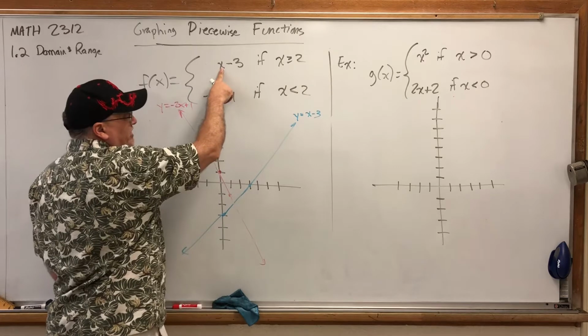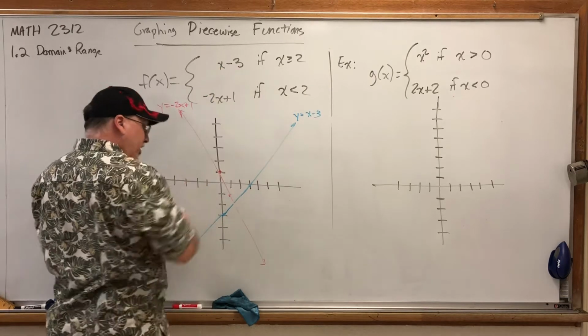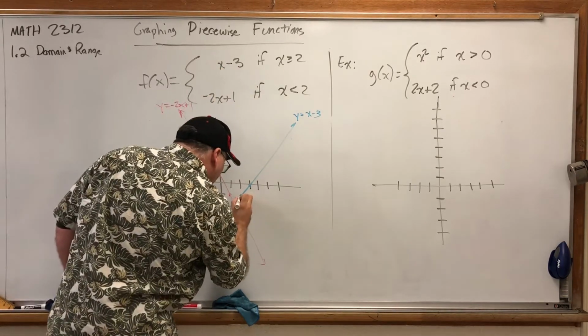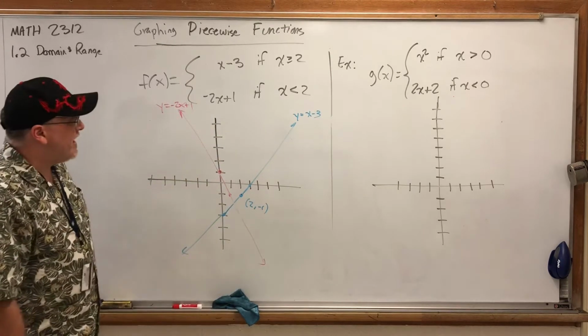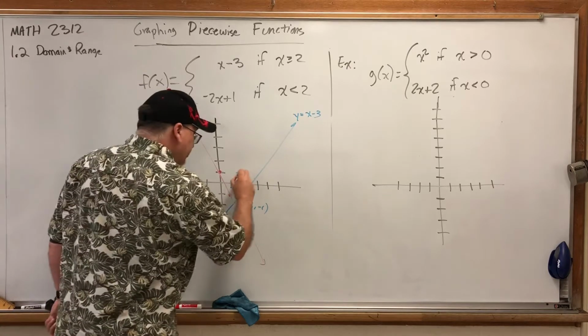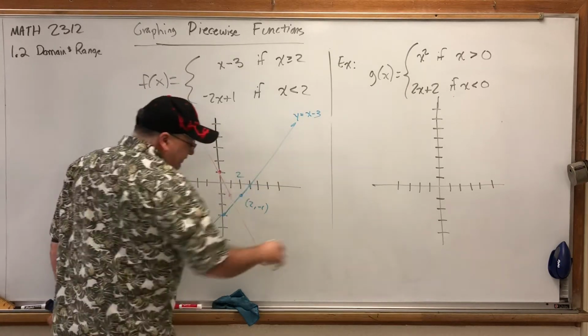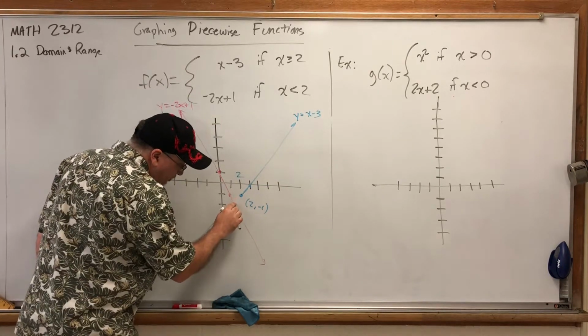If we put 2 into here, 2 minus 3 is -1. So 2, -1 would be right here. And we only want the part of that graph where x is greater than or equal to 2. In other words, numbers to the right of 2, which means we would erase this part of the blue graph.